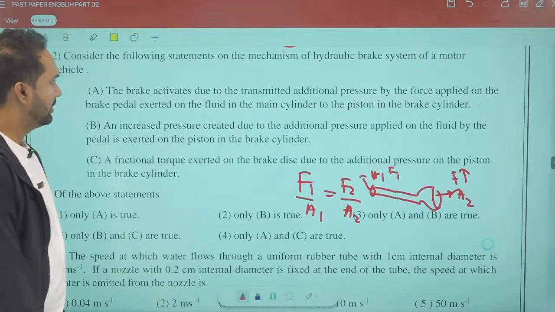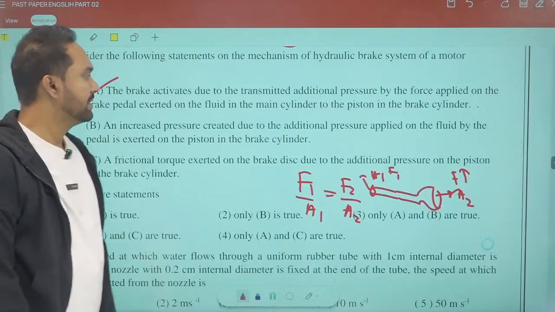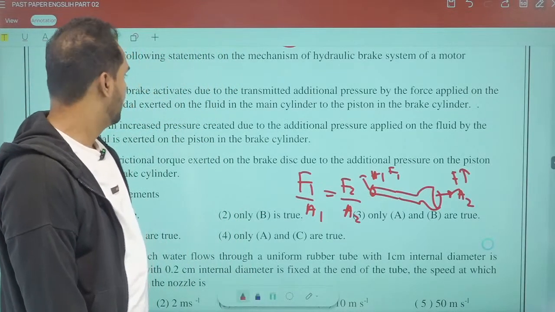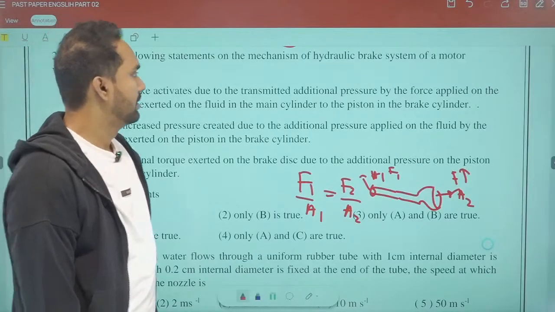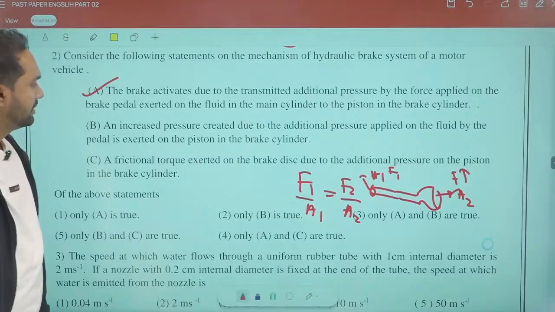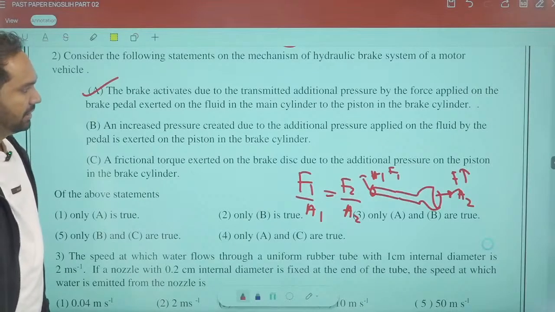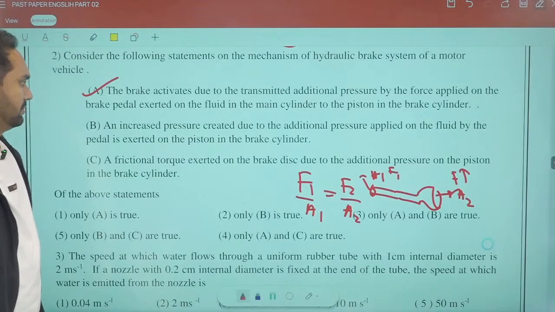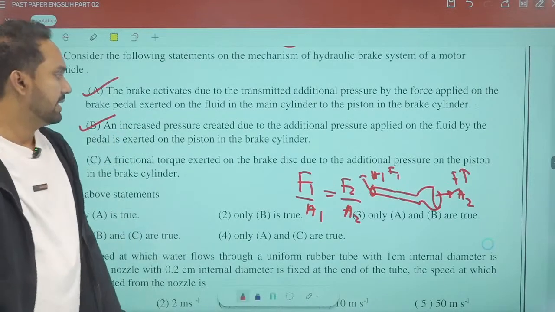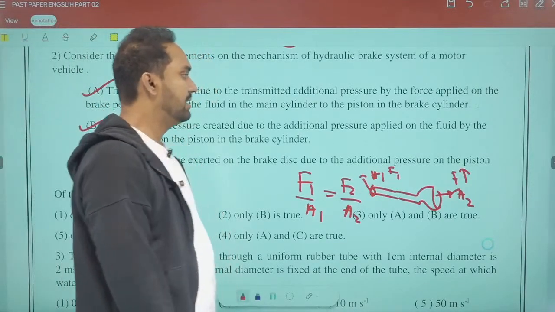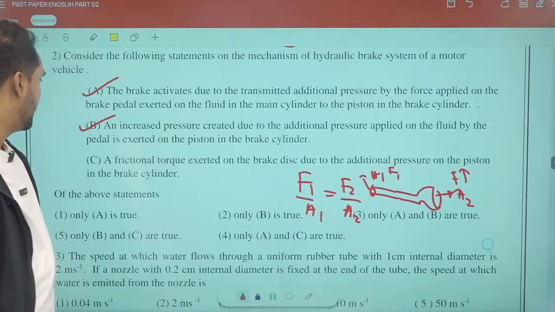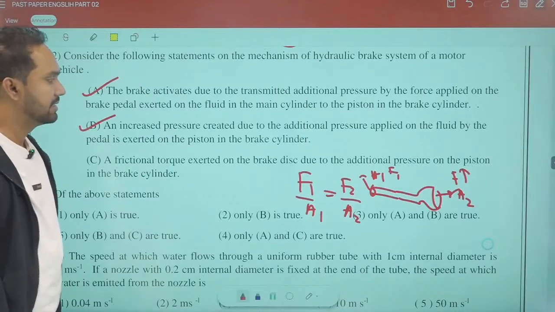That is okay, that is correct. An increased pressure created due to the additional pressure applied on the fluid by the pedal is exerted on the piston in the brake cylinder. Even that is true. C. A frictional torque exerted on the brake disc due to the additional pressure on the piston in the brake cylinder. A frictional torque exerted on the brake disc.